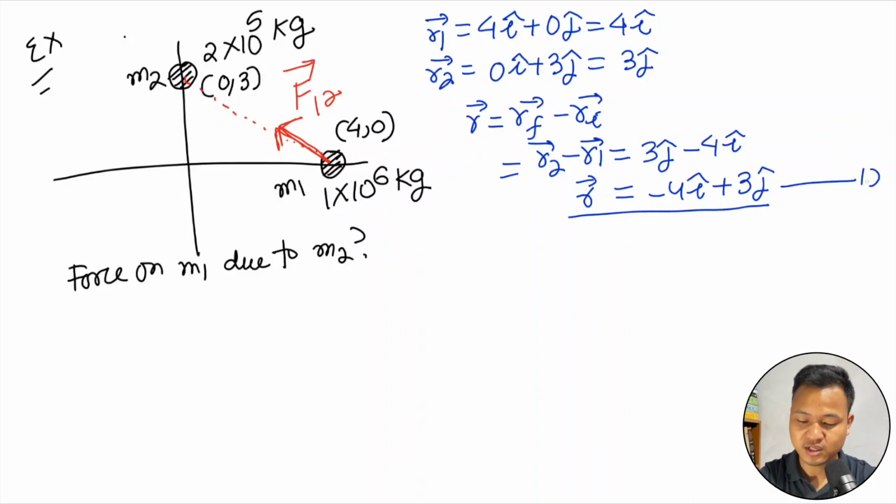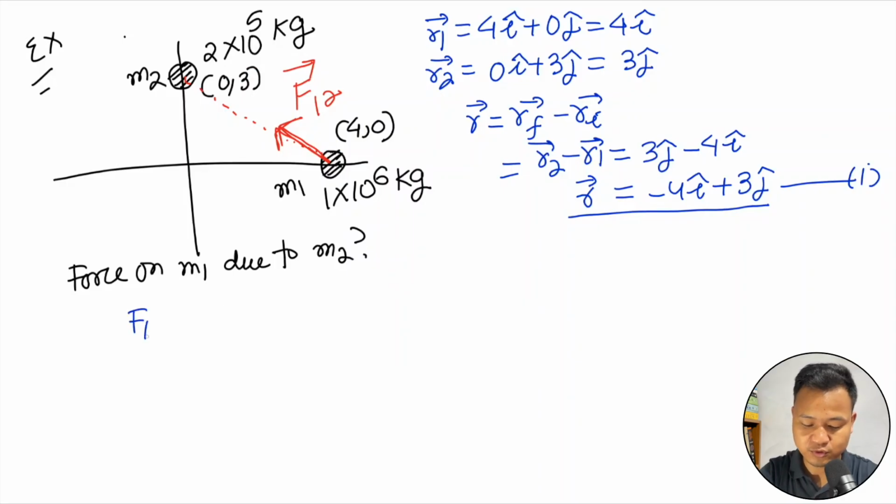Okay, so now we have found r. So when you become more familiar, okay, you can simply directly say if the vector is going here, I will have 3 j cap minus 4 i cap. Okay, directly.